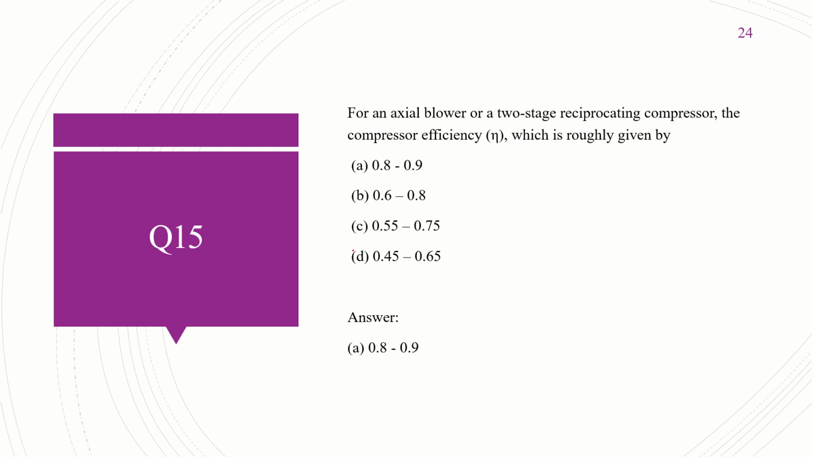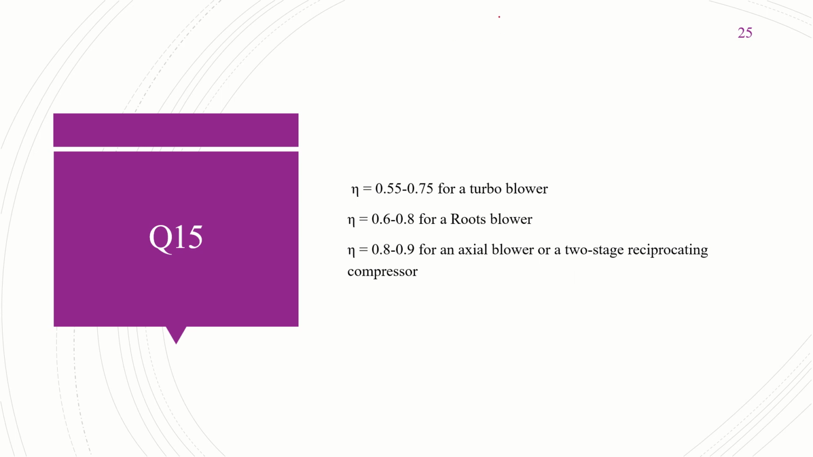Option A is the right answer. That is option A, 0.8 to 0.9, because the question is about an axial blower or a two-stage reciprocating compressor. For the other options, what would be the case? It is given over here.